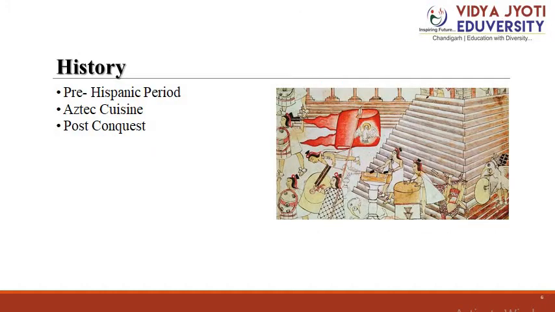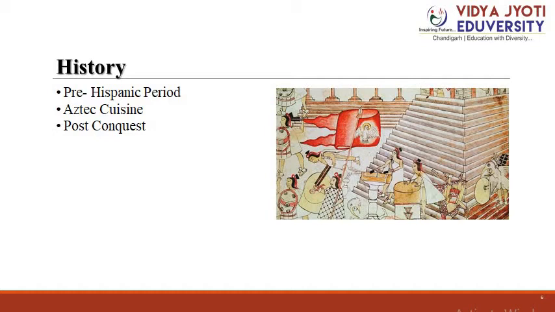The history of Mexican cuisine and of Mexico is divided into three parts: the pre-Hispanic period, Aztec cuisine, and post-conquest. The indigenous people of Mexico and Central America hunted game and gathered plants, including wild chili peppers. Corn was not yet cultivated, so one main source of calories was roasted agave hearts.